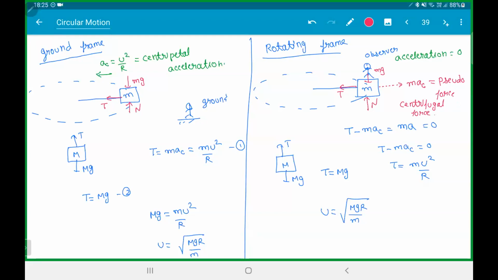Ask me if anyone is confused here. What is centrifugal force? What is centripetal acceleration? All clear? You can solve in either way. Go ahead, next one.